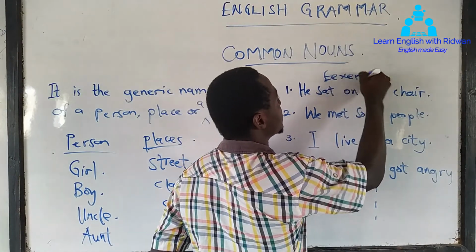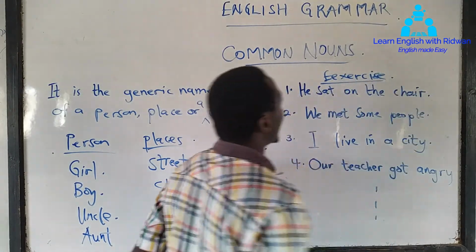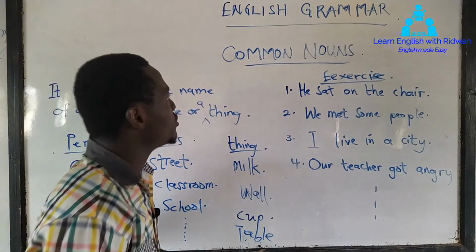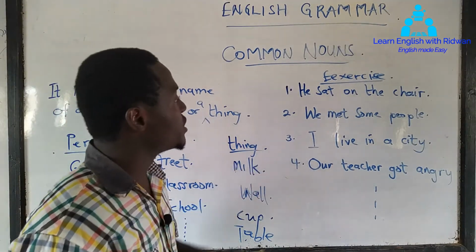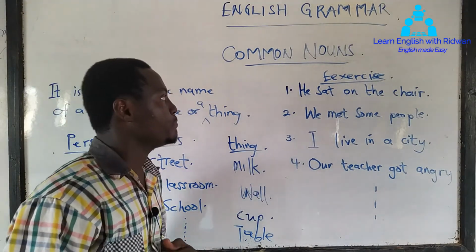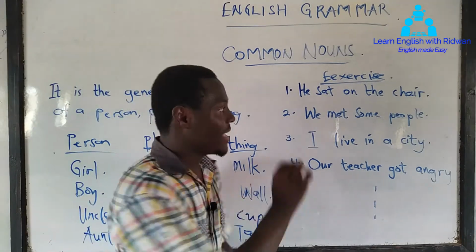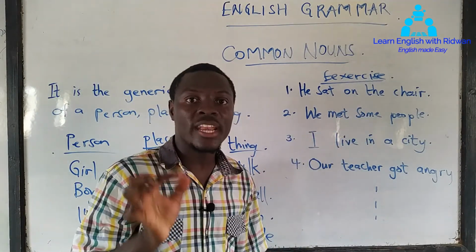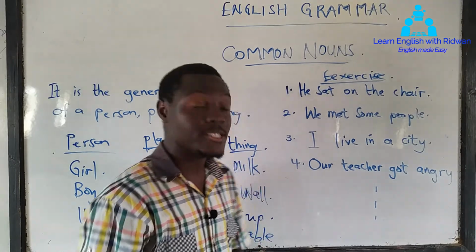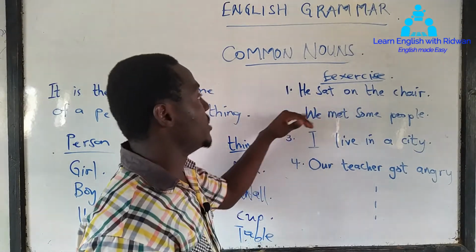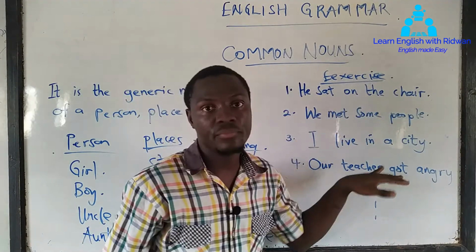This is an exercise. So what I want from you here is for you to underline the common nouns in each of the following sentences. We are going to do what? Underline the common nouns in each of the following sentences. The first sentence reads, he sat on the chair.